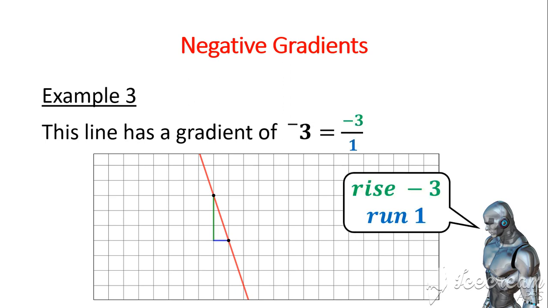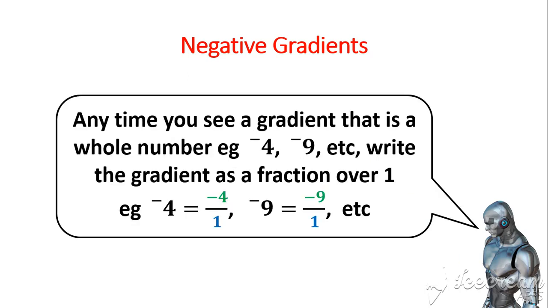Sounds a bit weird to rise down 3. I know when we talk about rise, we think about going up, but a negative rise means to go down 3 and run across 1 square. So remember, anytime you see a gradient that's a whole number, even if it's negative, we put it over 1 to turn it into a fraction, rise over run.